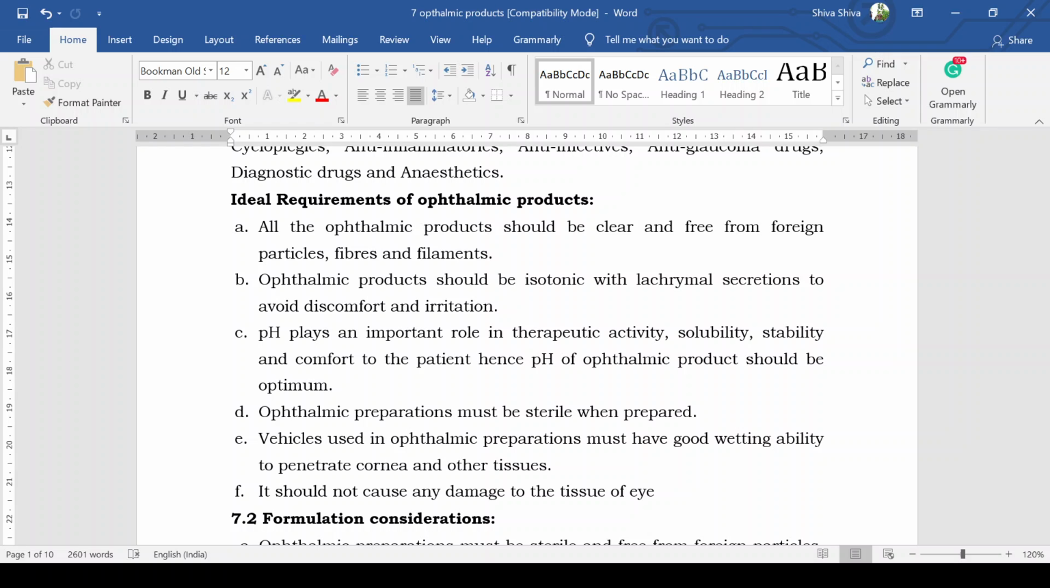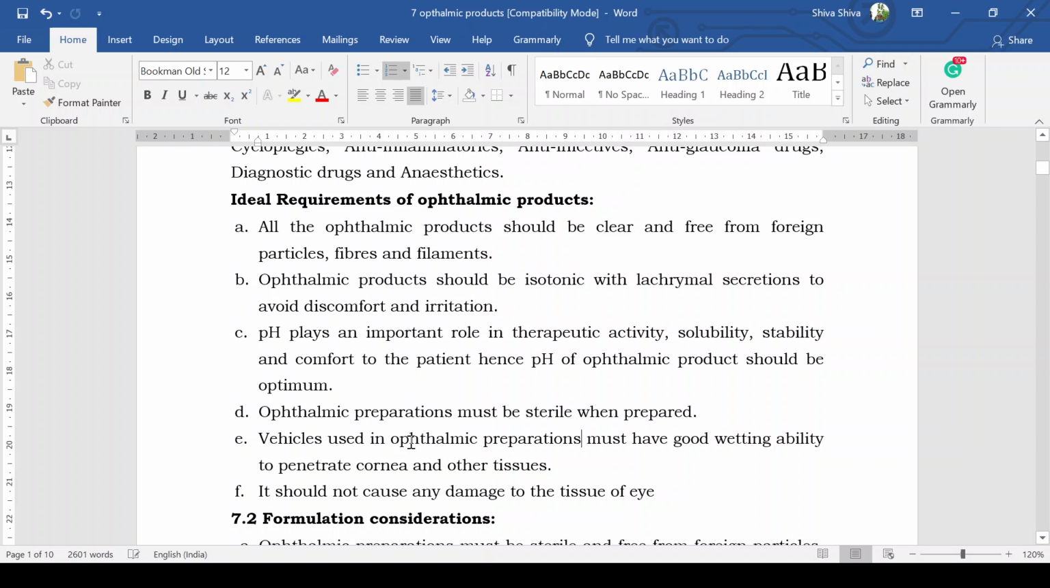Next one, vehicles used in ophthalmic preparations must have good wetting ability to penetrate the cornea and other tissues. What happens generally? You instill the ophthalmic dosage form into the eye, and if it does not have good wetting ability, then after instilling into the eye it will simply roll over the eye, come out of the cornea and will not show its effect. Hence the preparation should have good wetting ability so that it will spread over the cornea and other tissues.